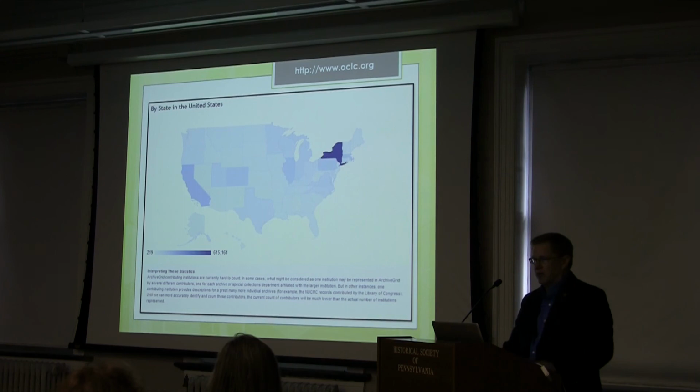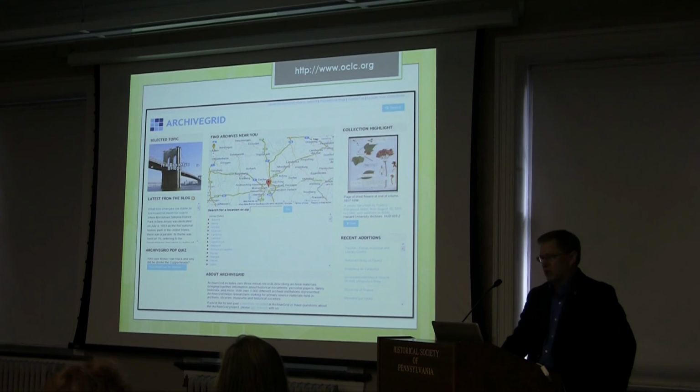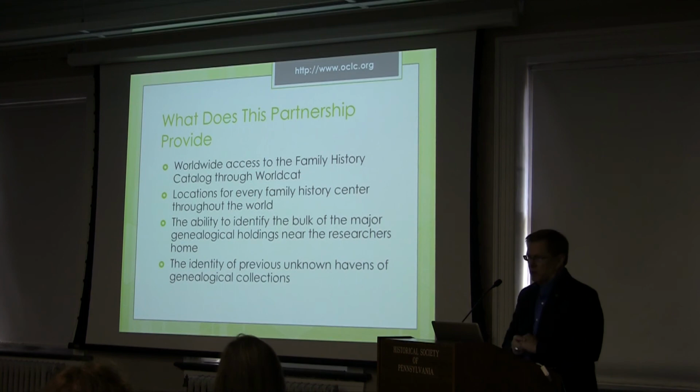So for example here, you can see that there are 615,000 collections over a particular state. And as you look at that, it tells you what data you have there. How to search Archives Grid, you can narrow your search using quotes, you can do something not, so this, not this, and use all of the search strategies that you normally do. So that partnership gives us worldwide access to that.